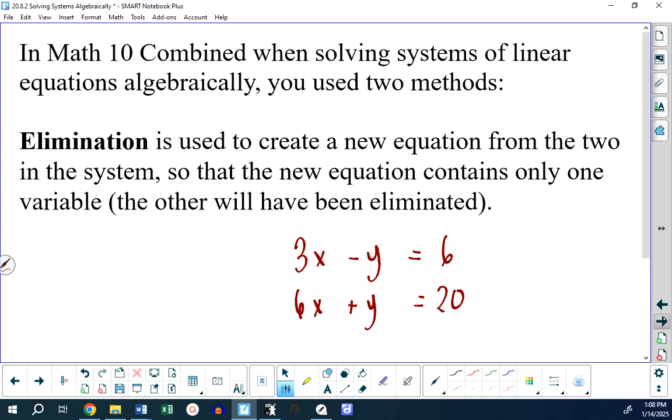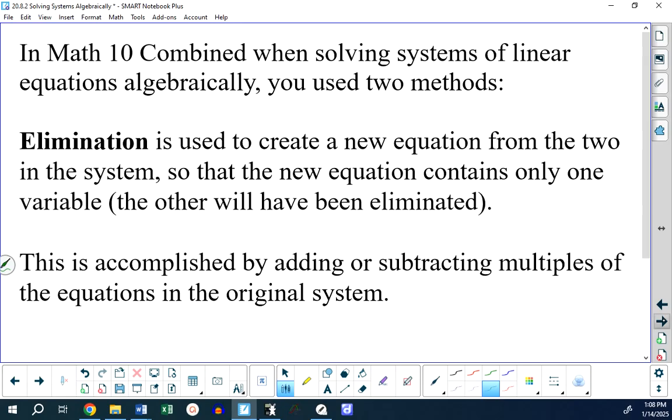Incidentally, if these were the two equations, you were probably taught in earlier grades to subtract the equations, yes? I wouldn't. I don't like subtraction if I can add instead, because adding is easier. Adding is not fraught with as many mistakes that you can make when you subtract. So what I would do is I would multiply this top equation by negative 1 and add them. How many of you remember your grade 10 teacher showing you that? Okay. It's a way to avoid mistakes, or to at least minimize mistakes. So you add or subtract multiples of the equations in the original system.